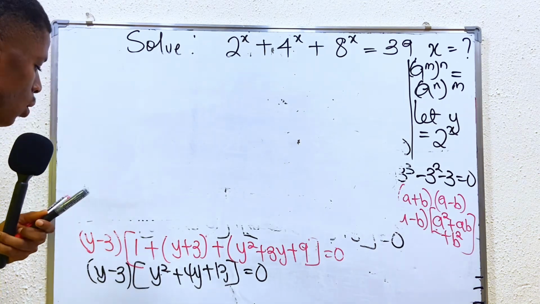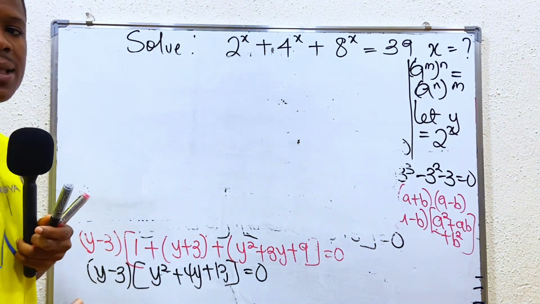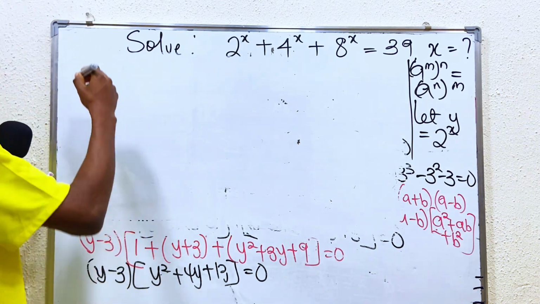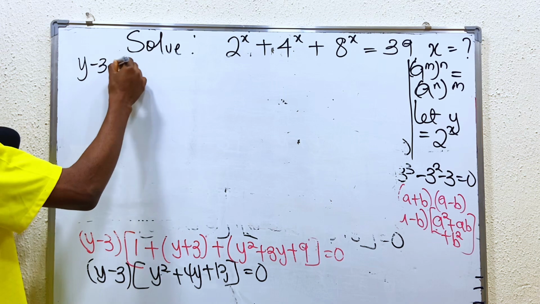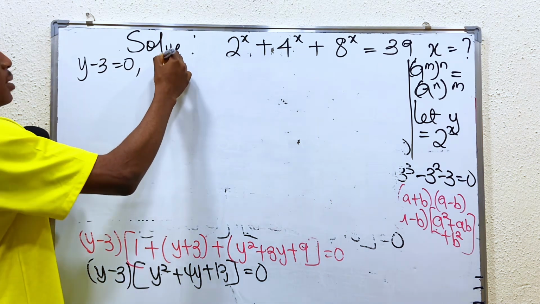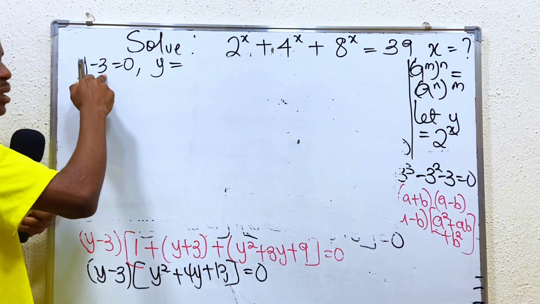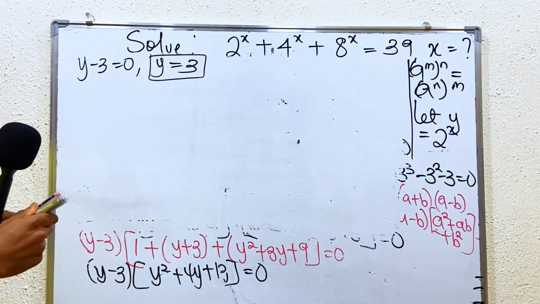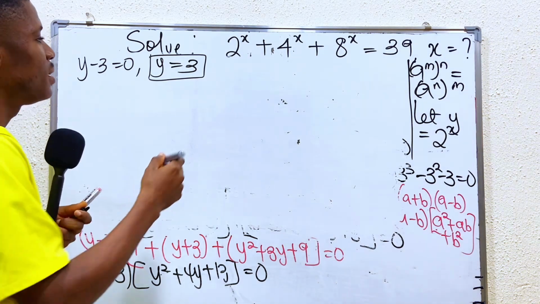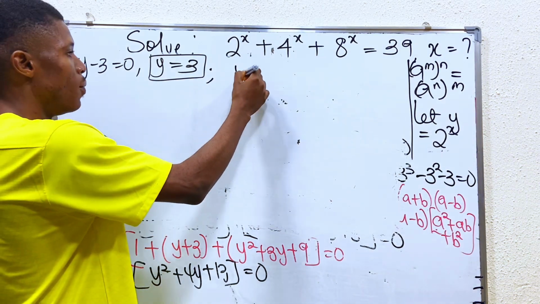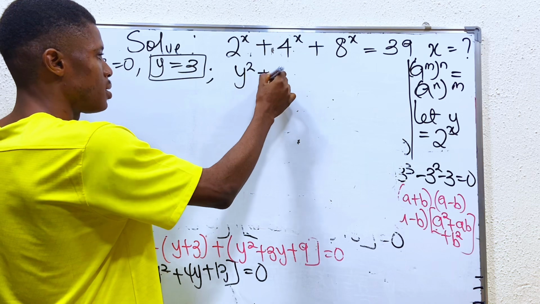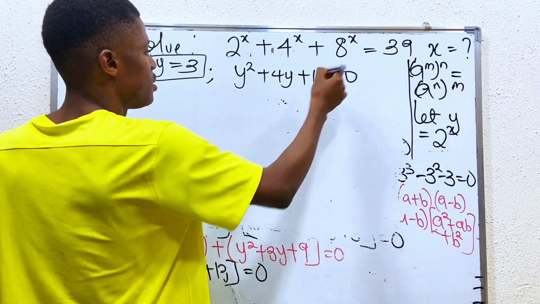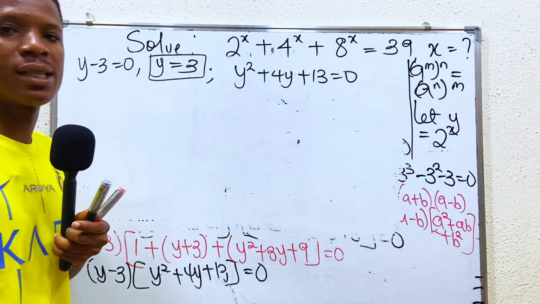What do we have? When two terms multiply to get 0, that means one of them is 0 or both are zeros. So for the first term, y minus 3 is equals to 0. That means y is equals to, we are adding 3 to both sides, y is equals to 3. So our first solution is that y is 3. Then for our second term, we have a quadratic term, which is y squared plus 4y plus 13 is 0.